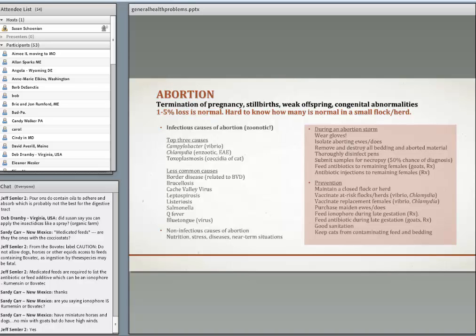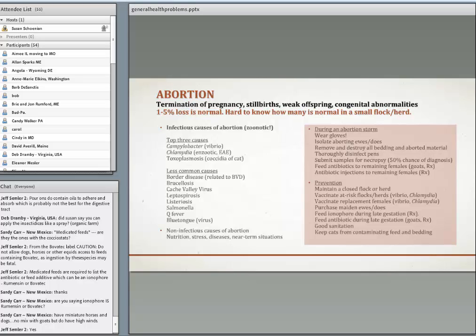We can also have abortion from non-infectious causes: nutrition, stress, diseases, just some of the things that can go wrong at the time of lambing and kidding. So what do you do if you think you're having an abortion storm, if you're having too many? Well, protect yourself. Wear gloves, isolate those aborting females, destroy all the bedding and all the materials, thoroughly disinfect the pens. If you think you're losing too many, you should submit samples, the fetuses, the fluids, for necropsy.